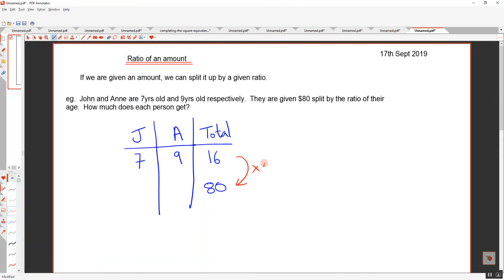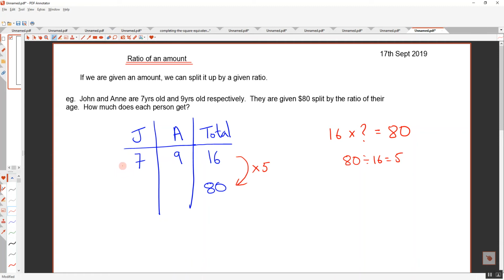How can we work that out without having to do trial and error like we did there? If I'm thinking 16 times what number gives me 80? If I want to work out what this number is, we have to divide. So 80 divided by 16 gives me 5, and that's where this number comes from. And then you can always check, put it into your calculator, 16 times 5 gives me 80.